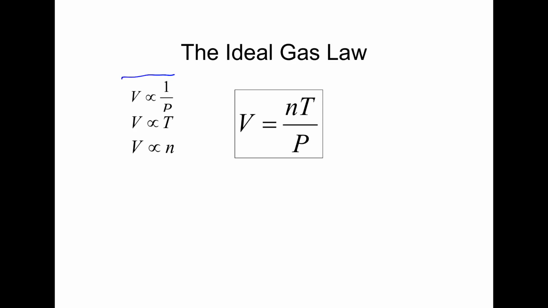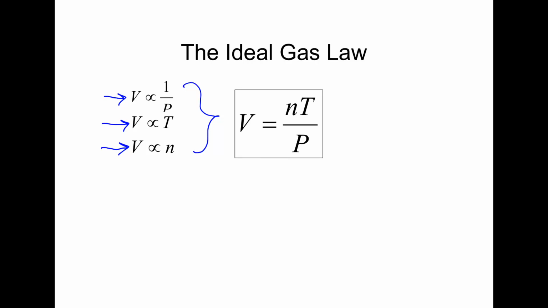What I have over on the side here are the relationships that we talked about in our individual gas law videos. And what this is saying is that volume is inversely proportional to pressure, volume is directly proportional to temperature, and here this is Avogadro's law, volume is directly proportional to moles. Now when you put those relationships together, you get something like this. The volume is directly proportional to moles, directly proportional to temperature, but inversely proportional to pressure here on the bottom.